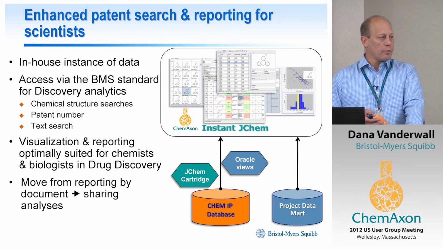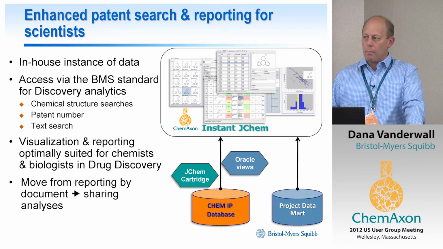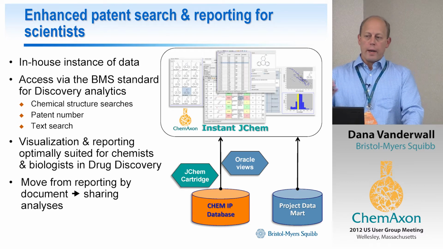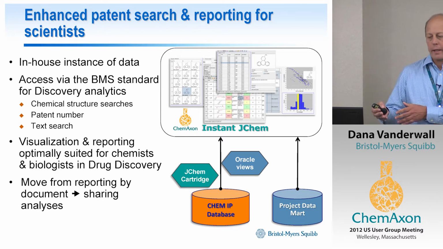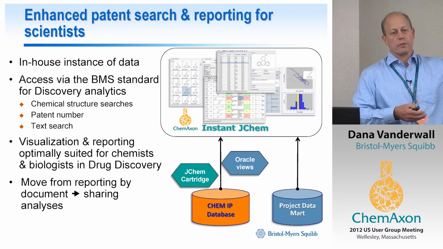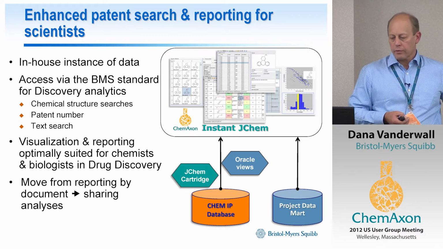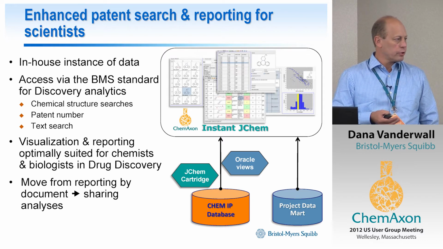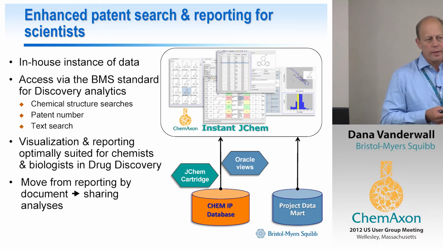So this gives us an opportunity to use this in-house instance of data. And one of the advantages is, because this is going to become the BMS standard for discovery analytics, now the chemists don't have to go to a separate application to search the patent literature. It's just another project over on the left-hand side. So it brings more things under one roof. And they can do these searches, the chemical structure searches, search by patent, or the text searches, in the same application.